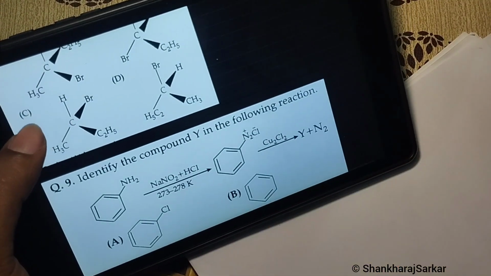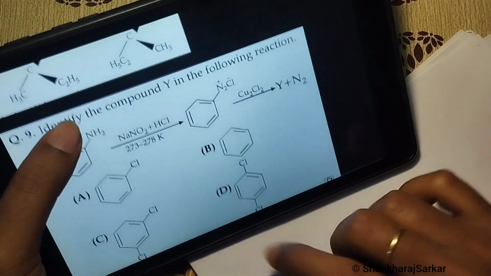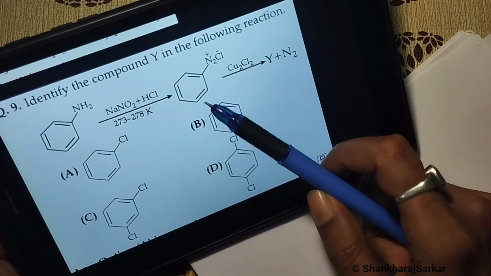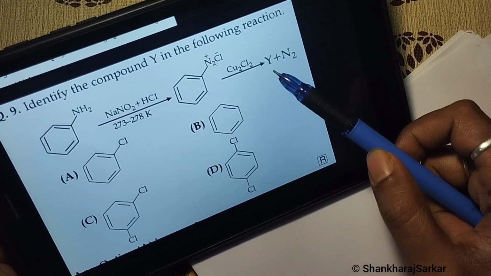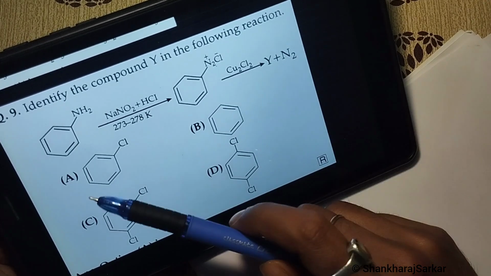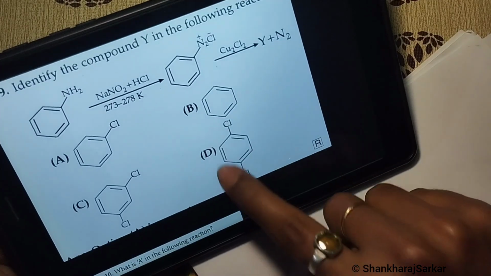Next, identify the compound Y in the following reaction. So they have given a reaction. This reaction produces benzene diazonium chloride. It further reacts with Cu2Cl2 to produce Y. We have to identify Y. So obviously this will be chlorobenzene. Option A is your correct answer. It is called the Sandmeyer reaction.